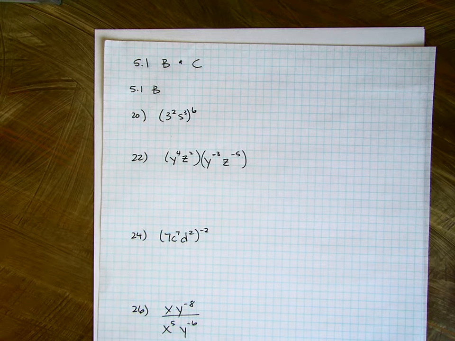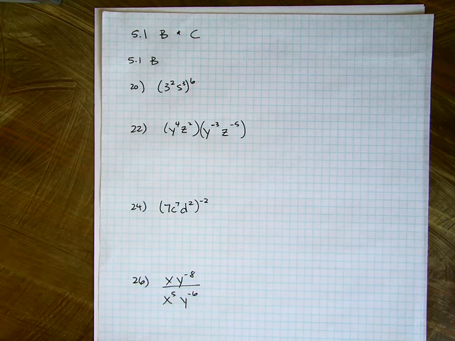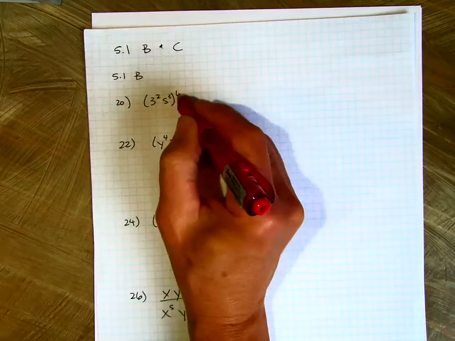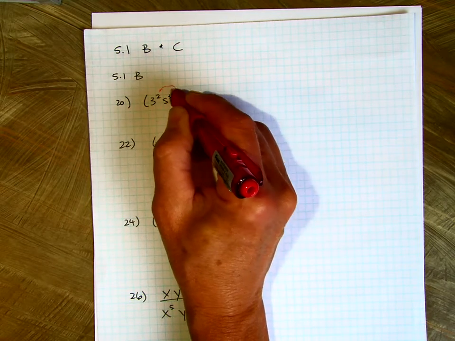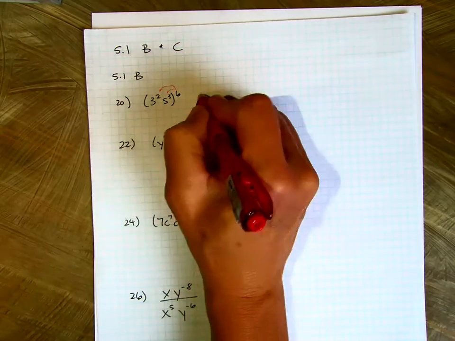All right, so I'm going to do some of the ones that are a little harder. I'm just going to do a few from practice B and hope that that sets you up well enough for anything you might try on practice C. So we're still following the same rules here. The 6 belongs to the 3 and the 6 belongs to the S.